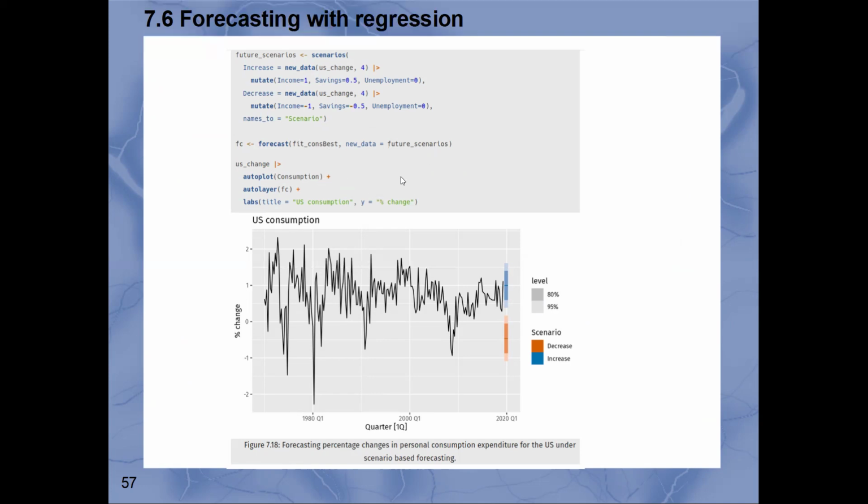So we can look at the US change, and we'll autoplot consumption and our autolayer and put the labels on, right? So in this case, we're going to look at two different models. One where we have a decrease, and one where we have an increase, using these two sets of values. And then we can go ahead and set up our 80 and 90% values and look at what our predictions are.